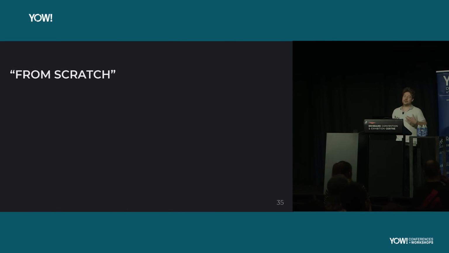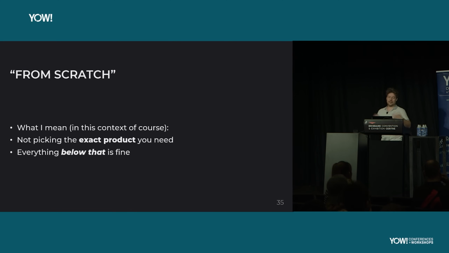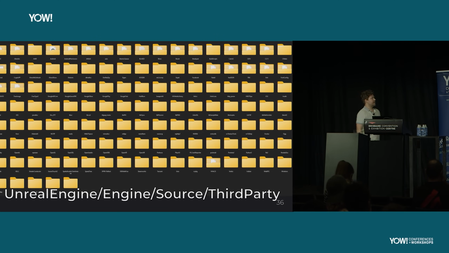So from scratch, what do I mean? In this context, let's not pick the exact product that we need, the exact solution, but instead everything below that, everything that makes up this product that we need, we can be free to choose all of that. So Unreal Engine, for example, in this third-party folder that they have in their repository, you can see they have lots of different directories here, and pretty much most of them are third-party libraries.